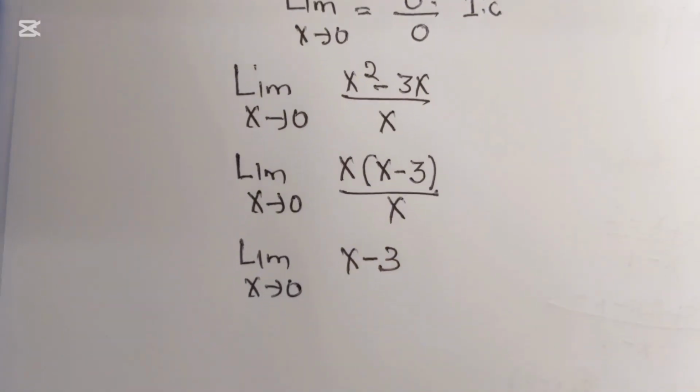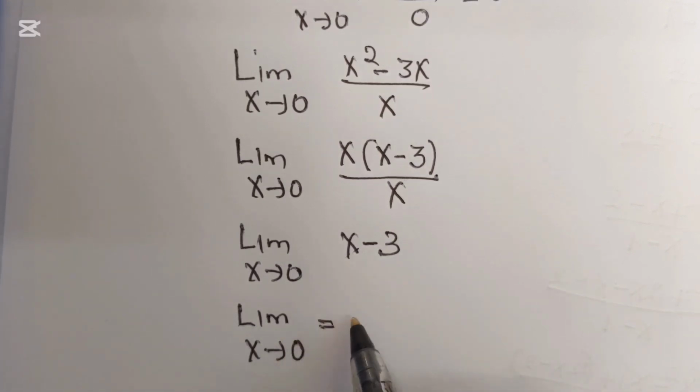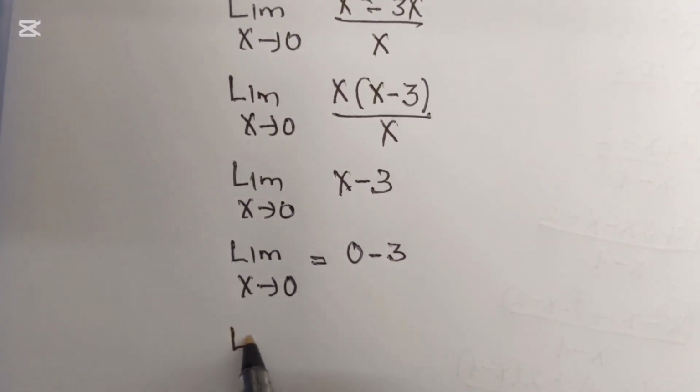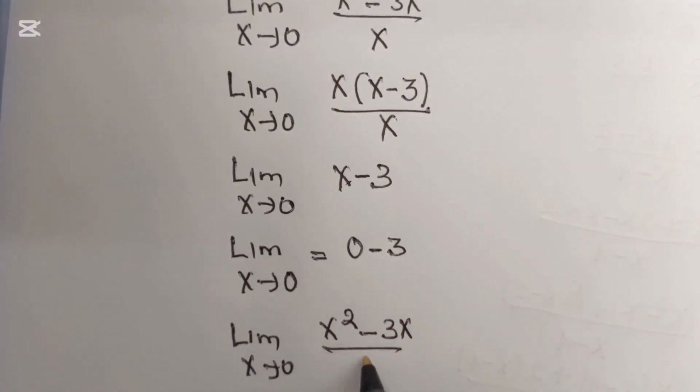Now, the other thing we are going to do is replace the value of x we have here. This will bring limit of x approaching 0, which is equal to 0 minus 3. Then, to conclude, the limit of x approaching 0 of the function x squared minus 3x over x will be equal to negative 3.